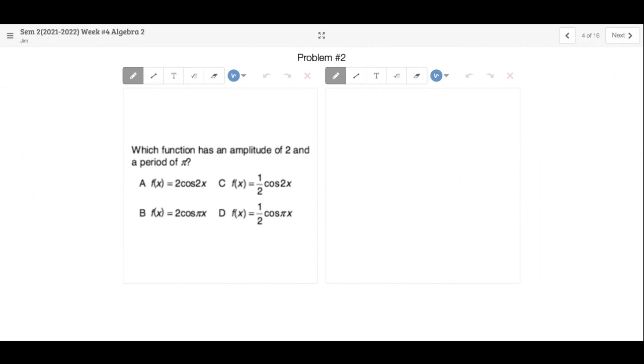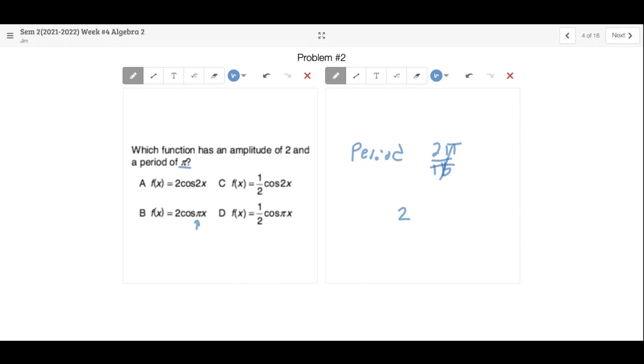It would be 2. Yeah, because how do I find the period? The period is found by doing 2 pi over b. My b value here is pi, so if I put pi in here, those are just going to cross out. My period would end up being 2. No, that's not what they asked for. They asked for the period of pi. So the answer should be letter A, correct?